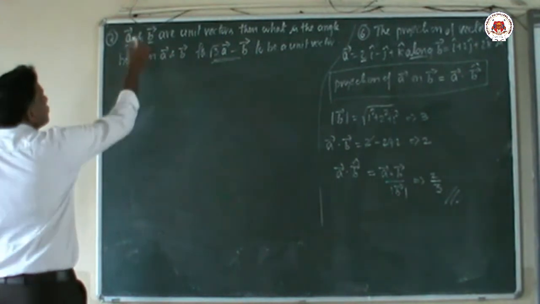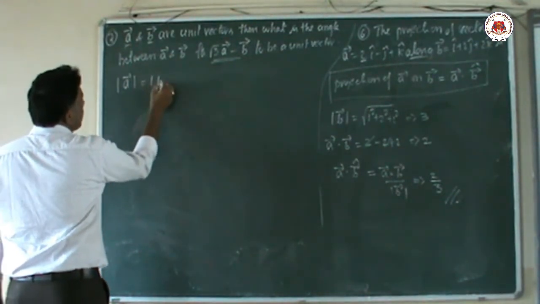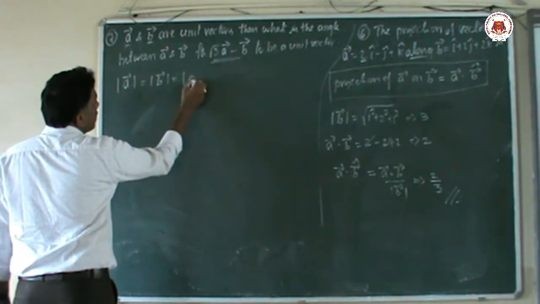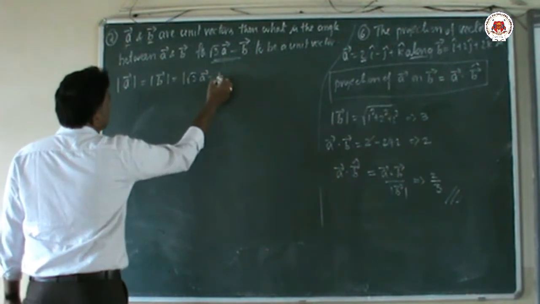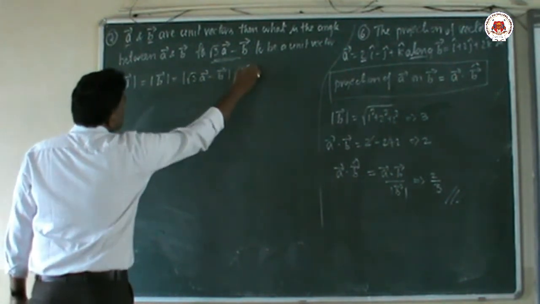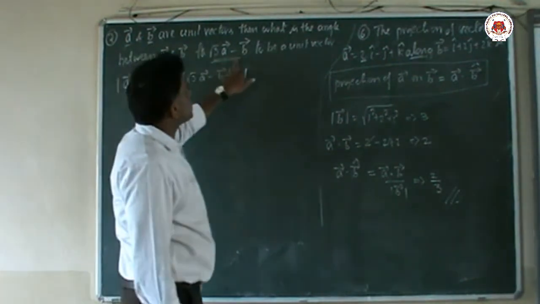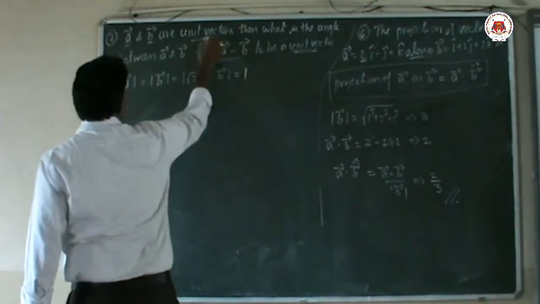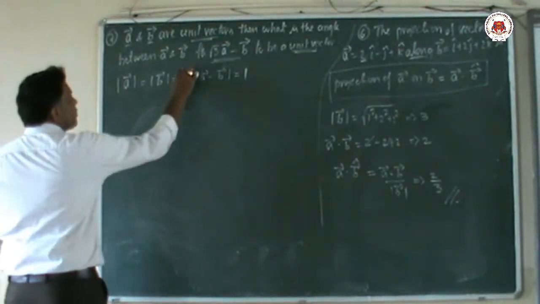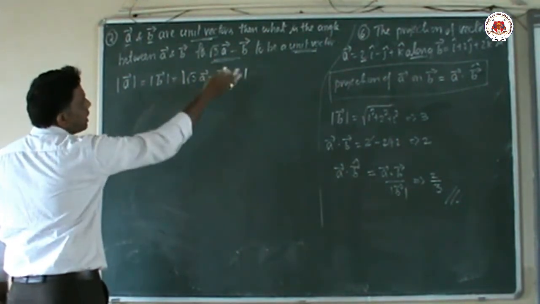First of all, he said these are unit vectors, which means the mod A value, mod B value, and mod of root 3 A vector minus B vector must all be equal to 1. A, B and this are all unit vectors, meaning all these moduli are equal to 1. So I am going to take this one first. Now the root is there, so squaring on both sides.